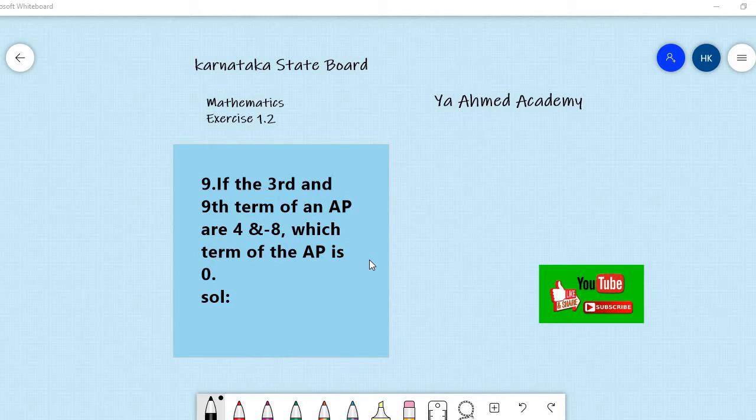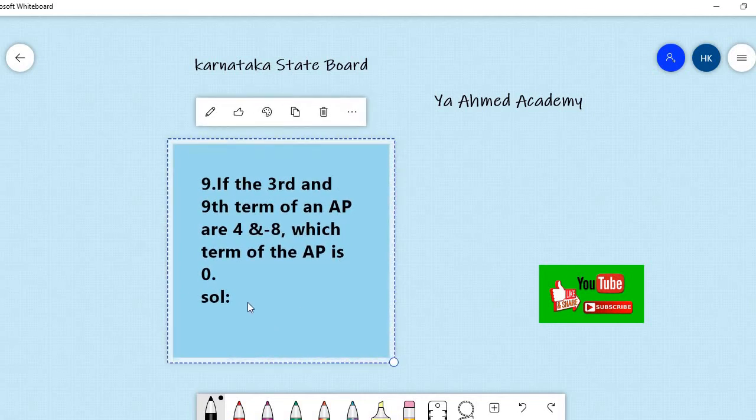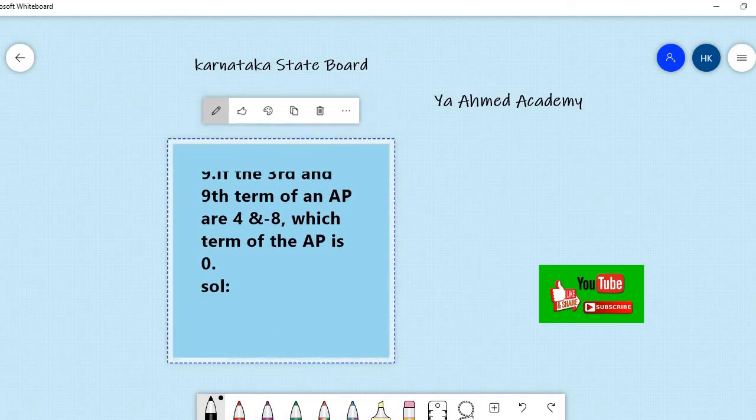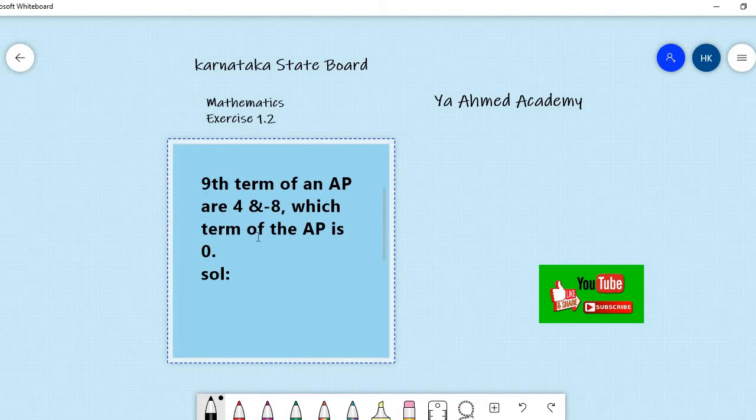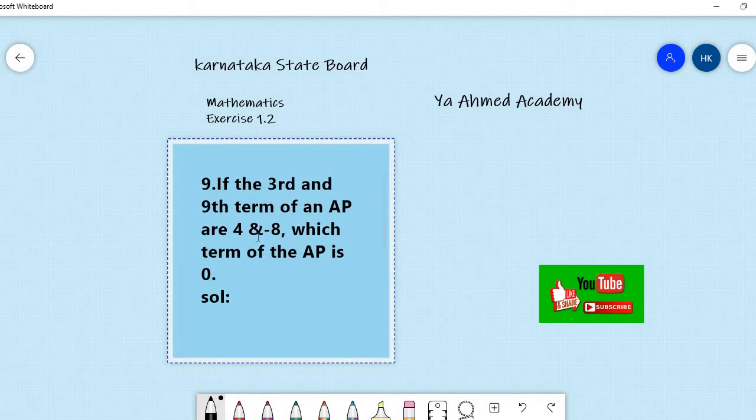First, as we usually do, write the given values and read the question carefully. In the 9th question, we have to find a term which has the value 0. The third term and the 9th term are given in the question as 4 and minus 8. We have to find out the term which has 0 as the value.